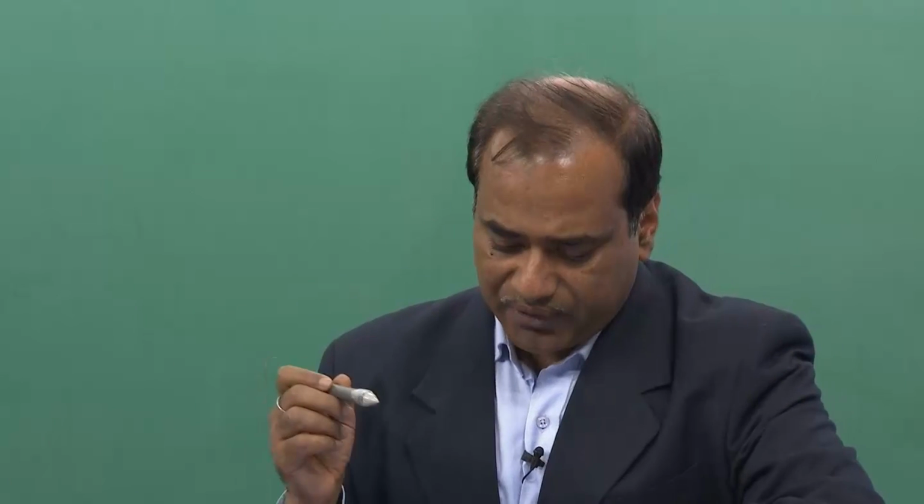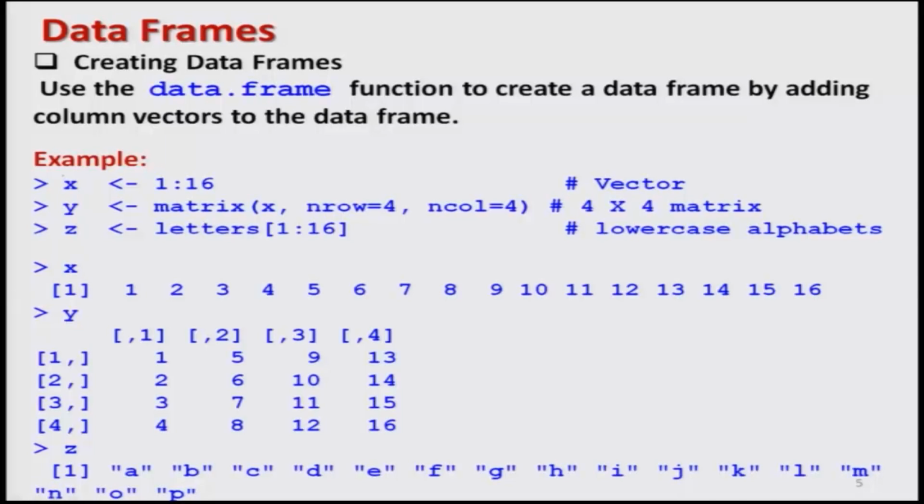So we have taken three variables x, y and z. The first variable is a sequence. This is a sequence of numbers from 1 to 16, and this is a vector.